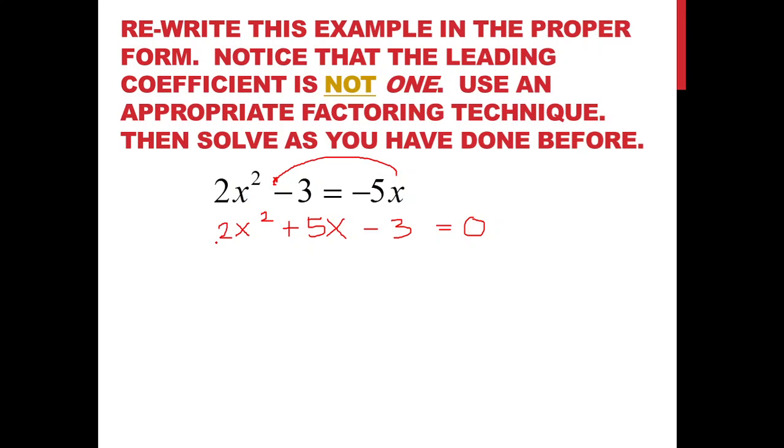Again, the same process. Factor the first term and the last term. So what are the factors of 2? You have 2 times 1. What are the factors of x squared? You have x times x. What are the factors of 3? So you have 3 times 1 only. Now, in this case, if you have a trinomial with a first term that is not a perfect square, you need to use the trial and error method.